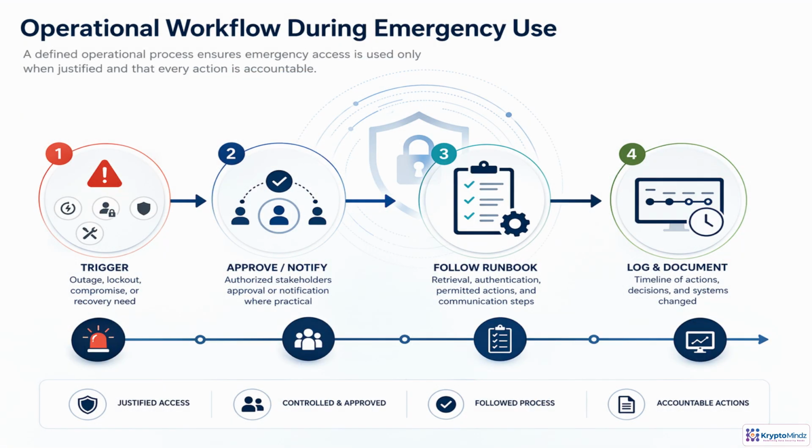When break glass access is used, it should feel like an incident process, not a shortcut. Start with a documented trigger: an outage, lockout, compromise, or recovery need. Notify the right stakeholders or obtain approval when time allows. Then follow the runbook exactly as written. Retrieve the credential, authenticate, perform only permitted recovery actions, and communicate status. Monitoring and documentation should run throughout the event. Capture who decided, what changed, and when. Closure is not complete until access is revoked and the record supports accountability.